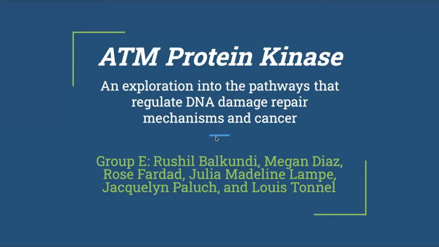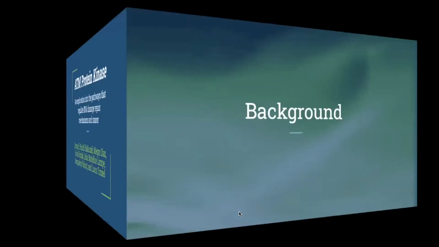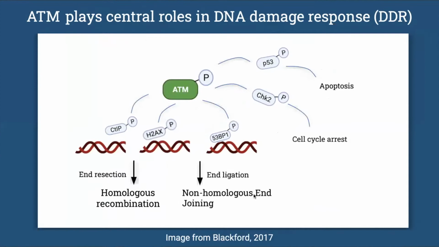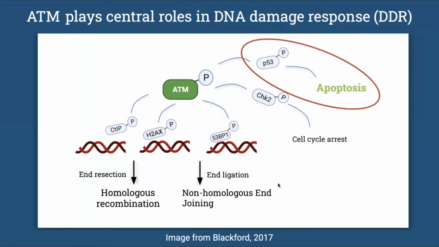Today we are going to be talking about ATM protein kinase, an exploration into the pathways that regulate DNA damage repair mechanisms and cancer. To start off, let's get into some background. This is a general schematic of the many processes that ATM is involved in. In this presentation, we will focus mainly on the p53 pathway leading to apoptosis and its role in cancer.